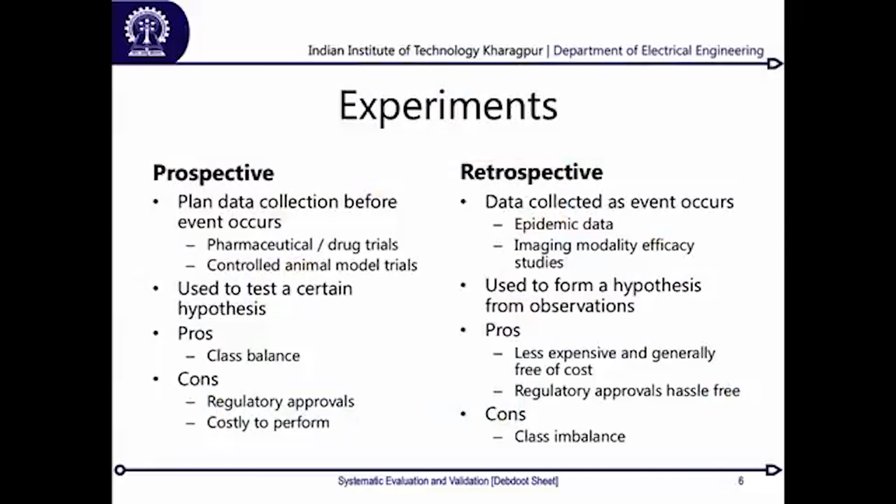Regulatory approvals are also generally hassle free, because the event has happened and the data has been recorded. You are just going to get a regulatory approval for anonymizing the data and using it for proving a particular hypothesis, or for designing a particular hypothesis by looking at the data.